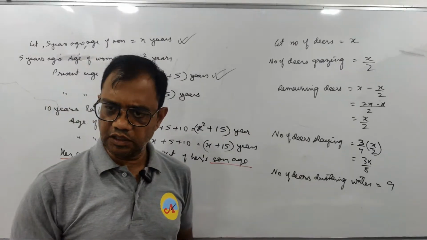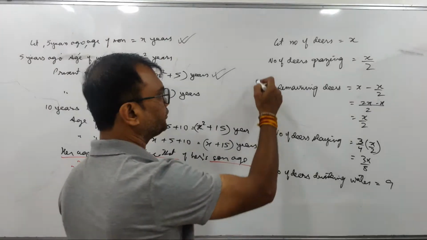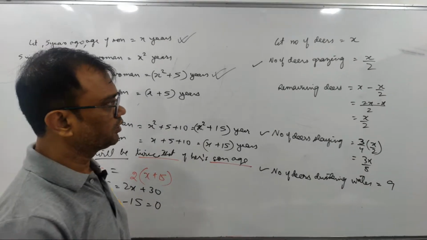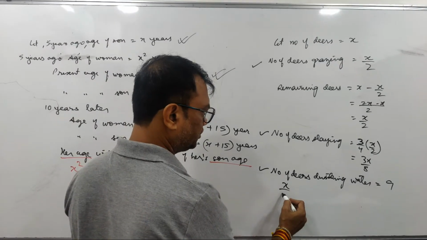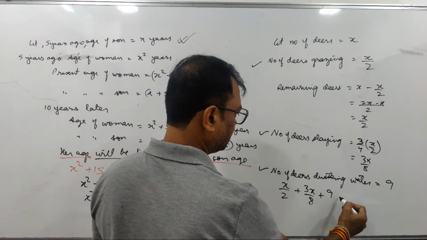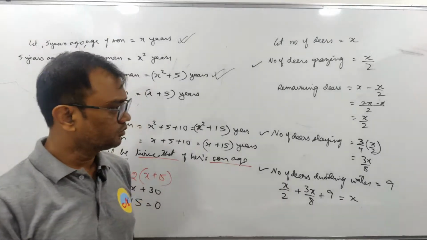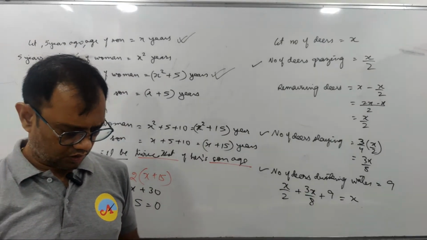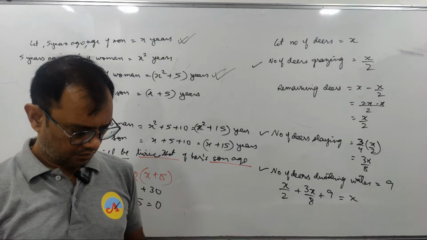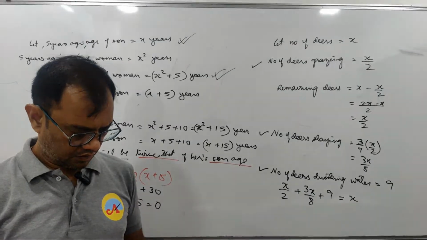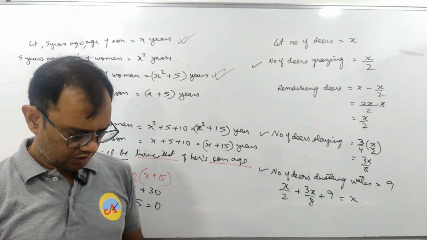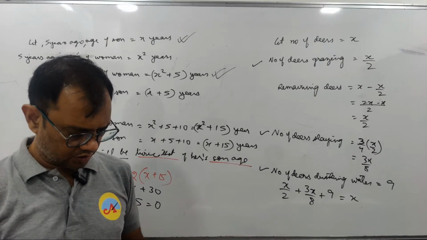So all activities are done by the deer. If you combine all the deer, what will you get? The number of deer. So what will be the equation? x by 2 plus 3x by 8 plus 9. So here this doesn't form a quadratic equation, it just forms a linear equation. So there may be some other twist in the question.